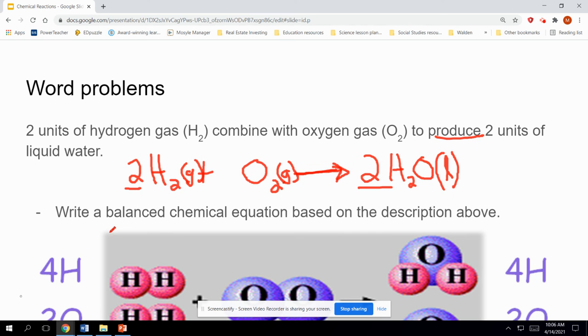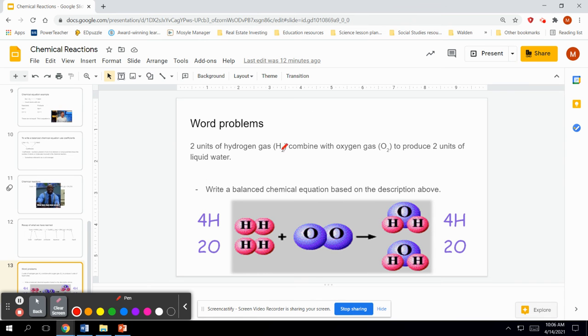So these are the type of problems. This is just the basics of a chemical reaction that I want us to investigate.